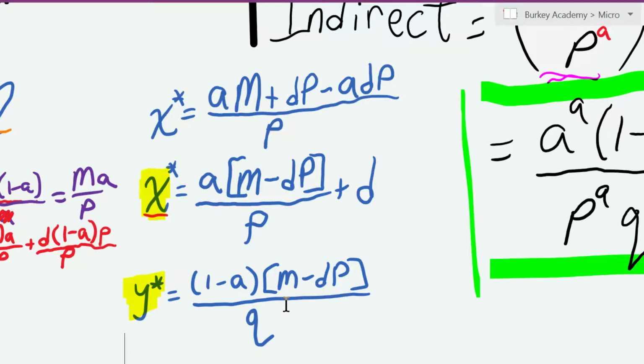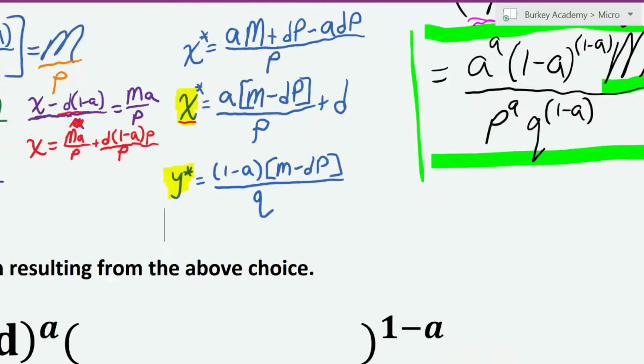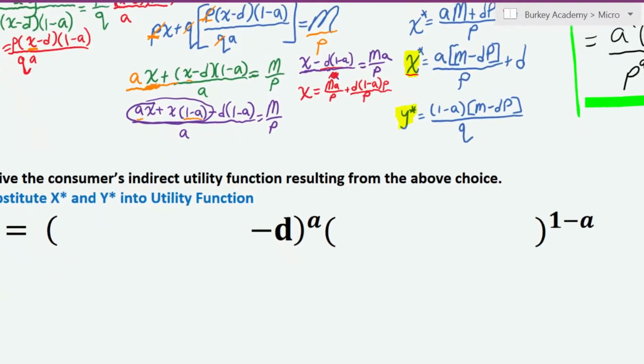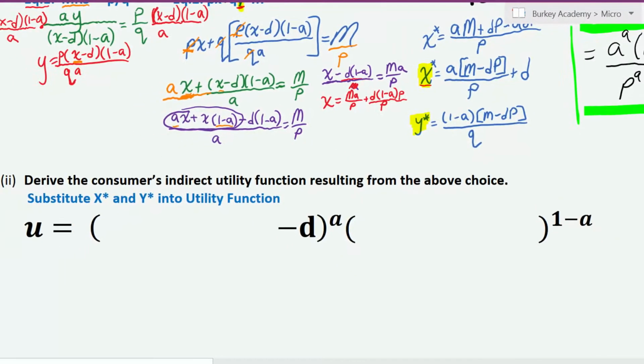Very cool. It looks very similar to our standard solution with just this one little complication. We're spending some of our money on the subsistence level for x. Okay, now that we have our x star and y star, now let's figure out the indirect utility function and simplify it a little bit. So all we really want to do, let me take the shortcut here and use the lasso tool in OneNote. So we're just plugging that in, and we're plugging the y in.